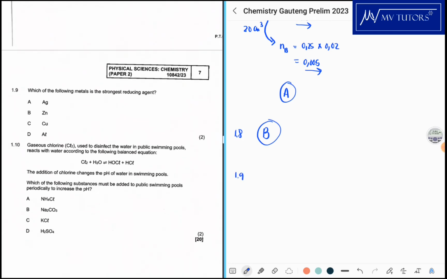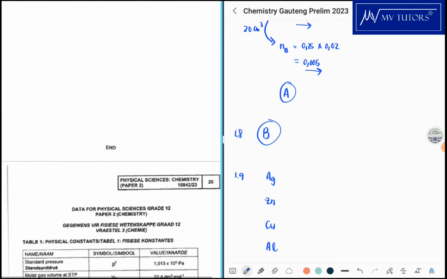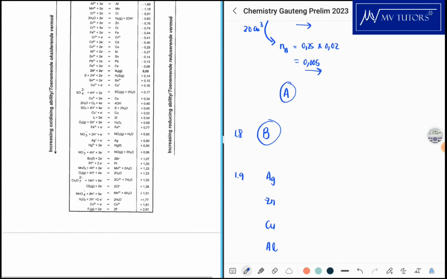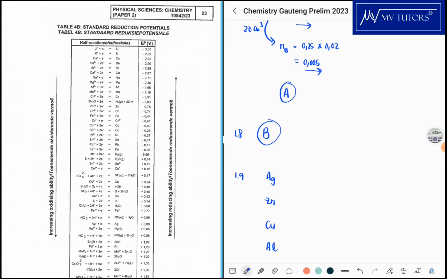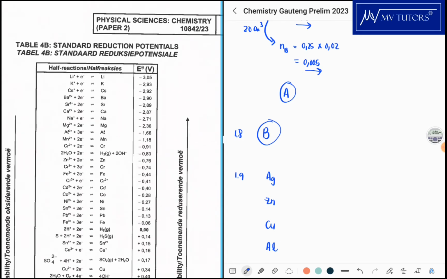And then 1.9. Which of the following metals is the strongest reducing agent? Okay, strongest reducing agent. I'm just going to write them down so that we can have a look at the table. Most of you preferred table 4B, so I'll use that one. Basically you can see this arrow on the right hand side says increasing reducing ability. So that is what we're going to look at. The one that is highest in this table, from the top going down, is the one that we're looking for.